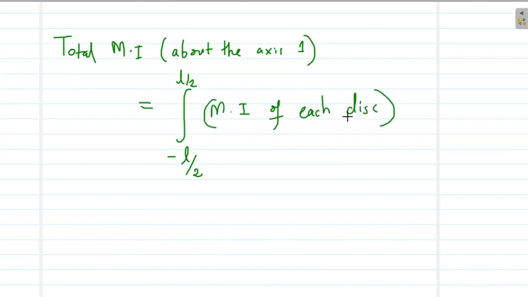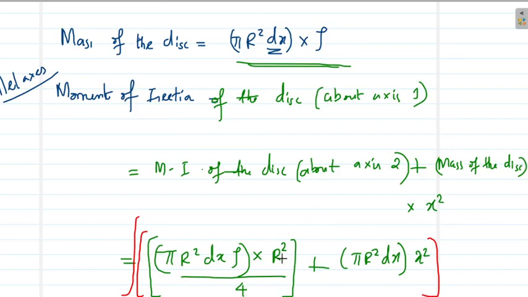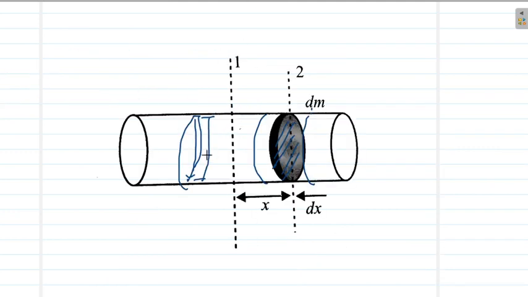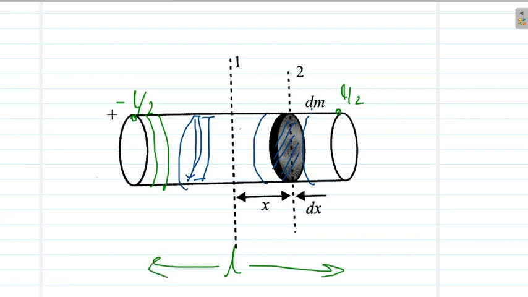Moment of inertia of each of the disk is given by this equation, and you will have to integrate from minus L by 2 up to L by 2, because that is the length of the cylinder. Here the distance of the disk from this axis varies from minus L by 2 up to L by 2. L is the total length of the cylinder, and these are the two halves of the cylinder. So the length of the cylinder varies from minus L by 2 up to L by 2.